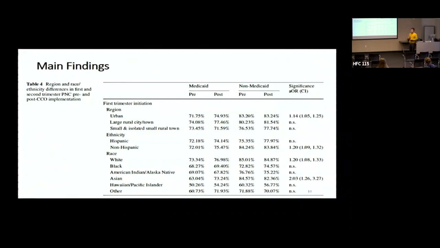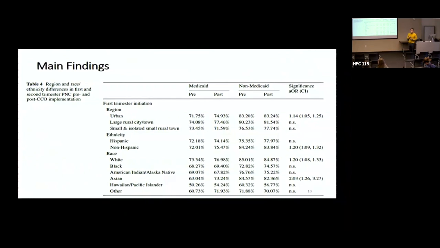Our interpretation is that CCO can improve early initiation of prenatal care, but not necessarily the total number of prenatal care visits. And the adequacy of care index is an important component, the number of prenatal care visits during the entire pregnancy. So we didn't find a significant effect, but the direction of the relationship is similar.